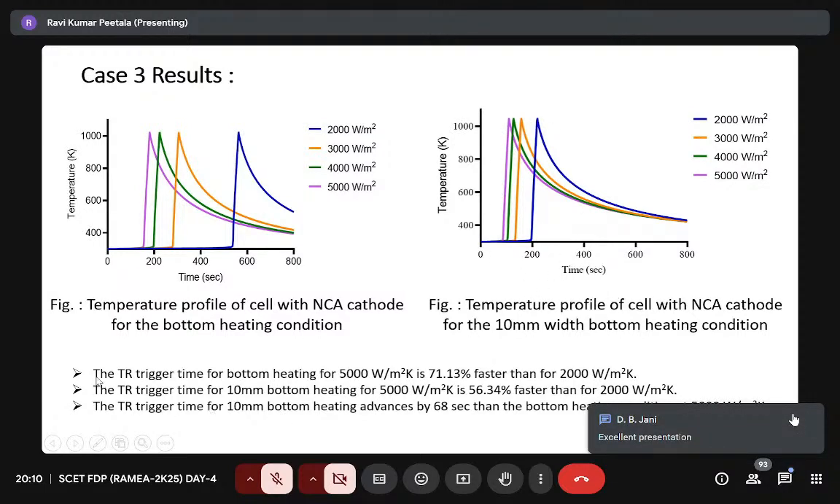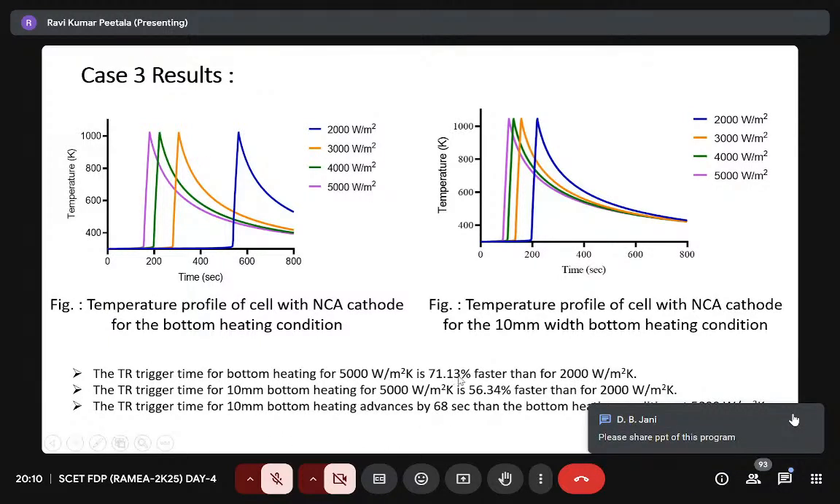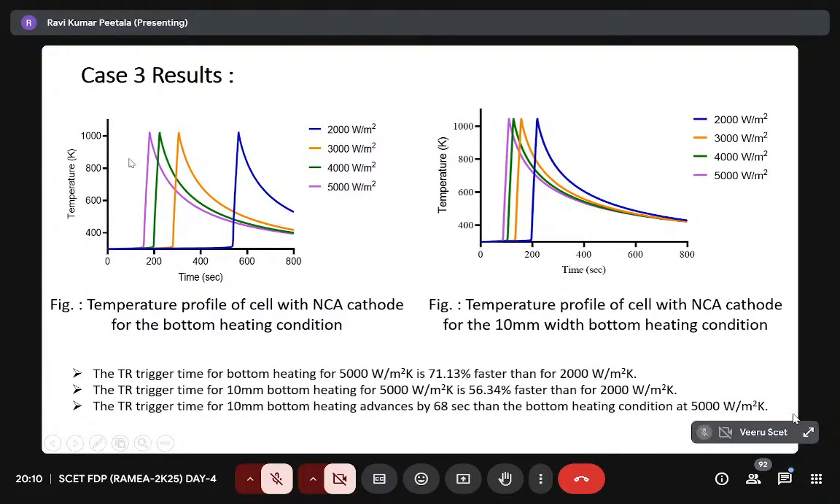So these are the conclusions. The thermal runaway triggering time for bottom heating is 71.3% faster than the 2000 as you see. It is very much faster. So thermal runaway is triggered for the bottom 10 mm of heating at a 56% faster rate.